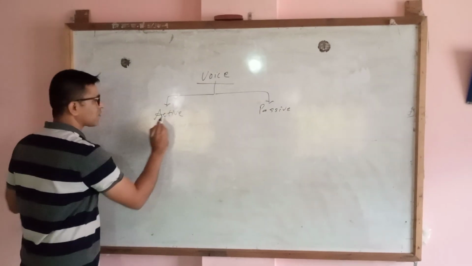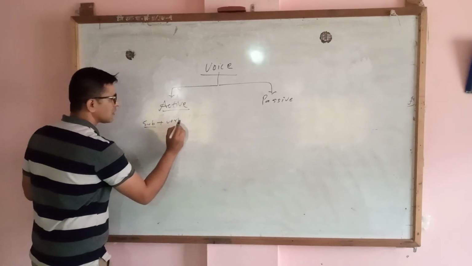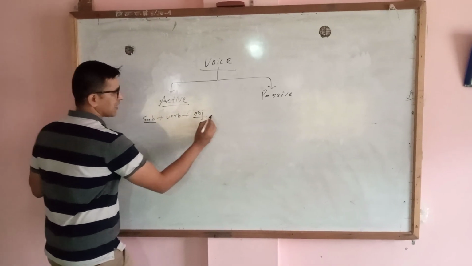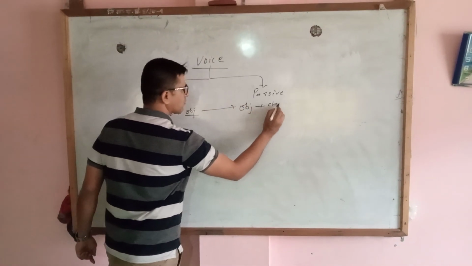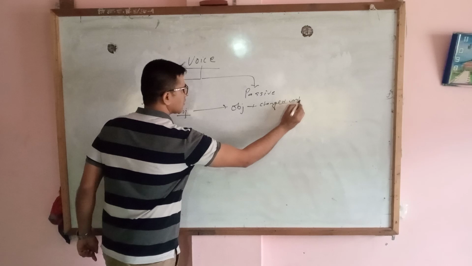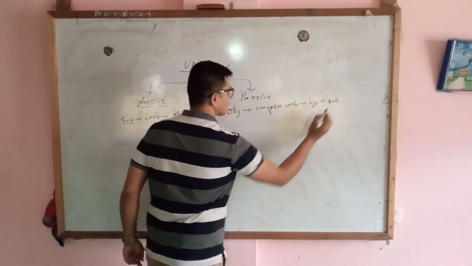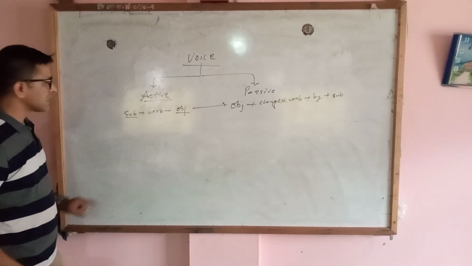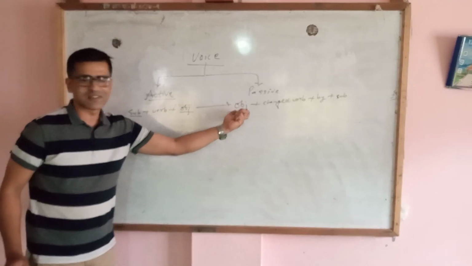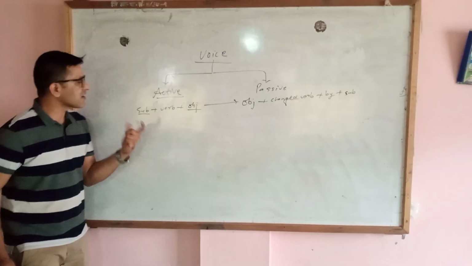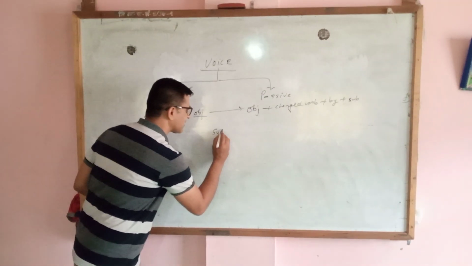The very simple structure of active voice is that it starts from subject, in short form S, plus verb plus object, in short form O only. And in passive voice, object plus changed verb plus by plus subject. The object that comes at the end of the sentence is taken to the front. Now, how can we recognize subject and object? Let us know the easy technique.